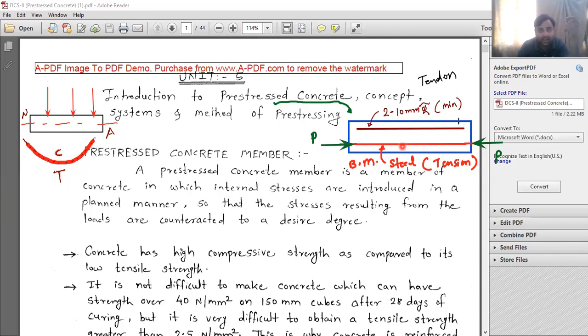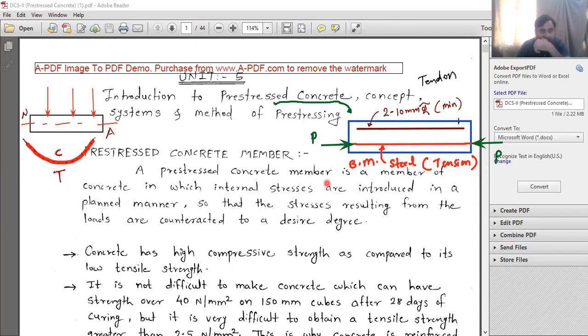For that, there is one assembly, the jack assembly. You can search it on Google also, and you will get images of that. The jack assembly is used to apply the force to the tendon in prestressed concrete members.